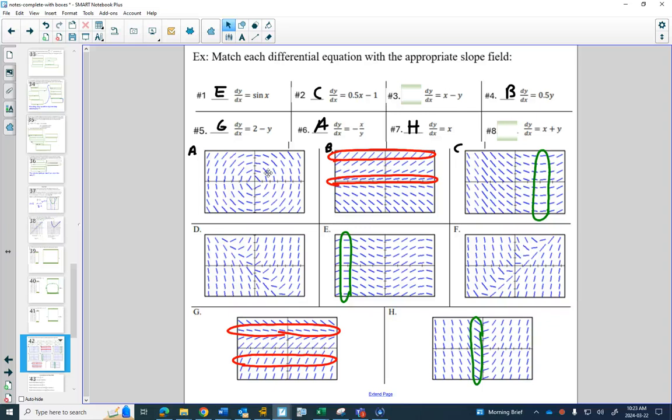What happens if all the slopes are all the same all the time? Then you would have no x's and no y's. It would just be the slope. And the last couple, 3 is F, and 8 is D.